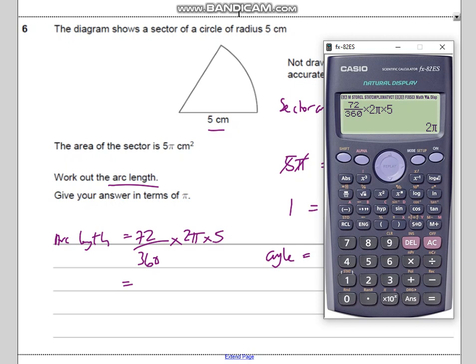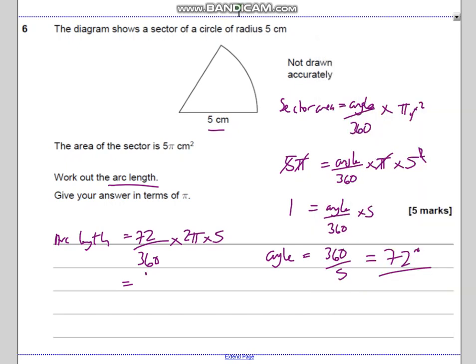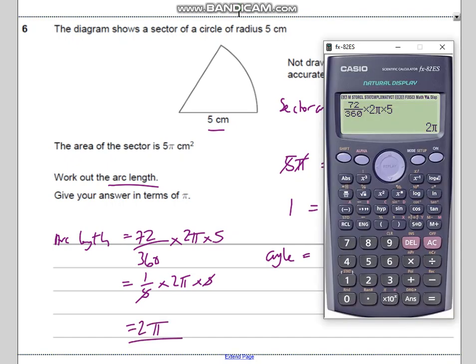You may have noticed that 72 over 360 is the same thing as 1/5. So you've got 1/5 times 2 pi times 5, and then you could have cancelled out your 5's, just leaving you with 2 pi. I really don't care whether you use a calculator or not, but if you just spotted 72 over 360, then good on you. Okay, so that's all of that.